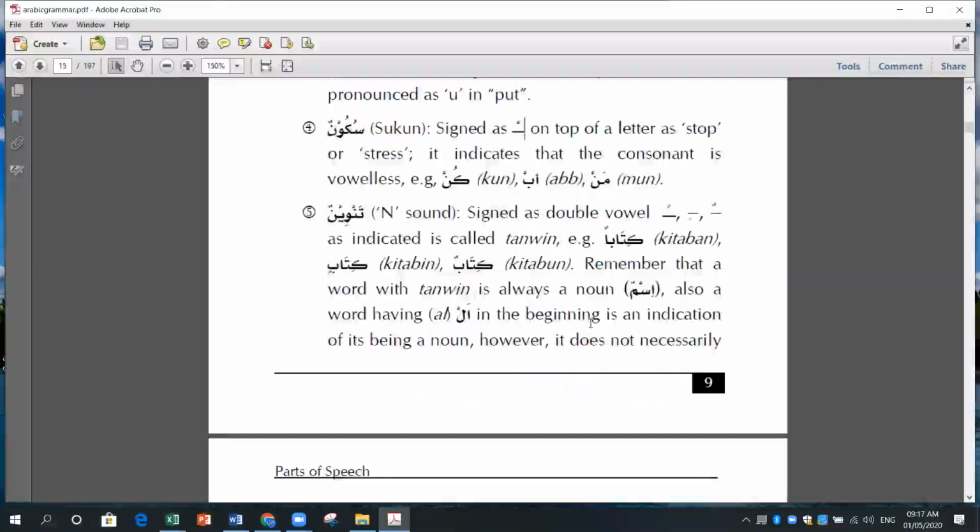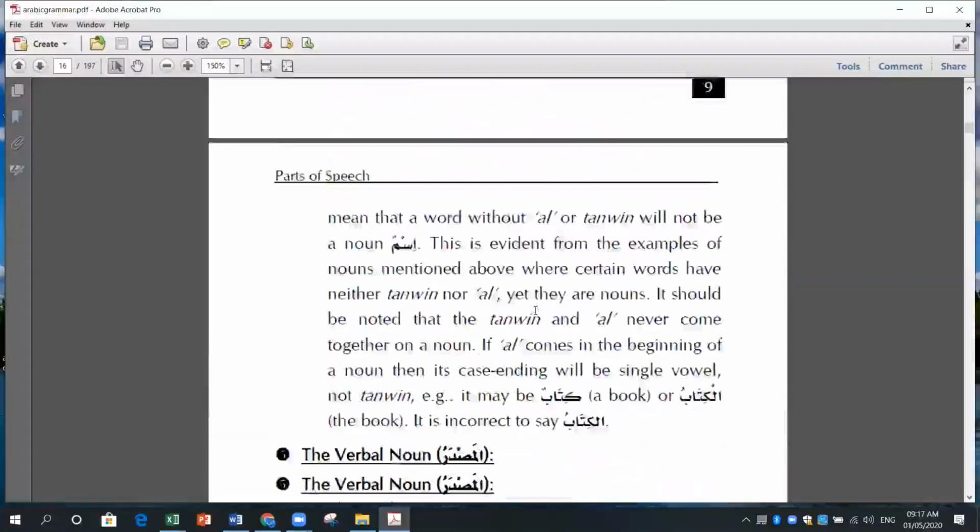When the sound, these letters are double, these harakat, they are called tanween and they make the sound of noon. That's why they call it tanween.